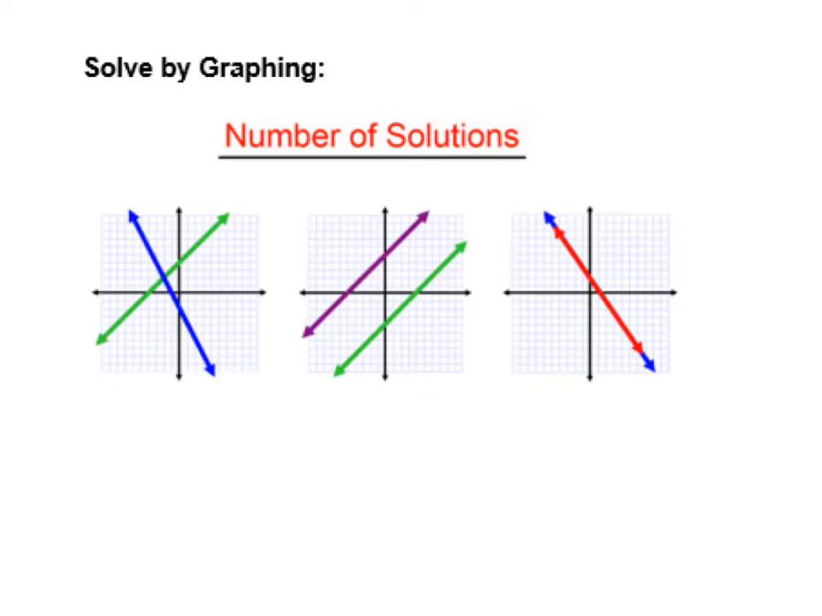So solve by graphing, you graph 2 lines and you want to see if they cross. If your 2 lines cross, then your solution is going to be the ordered pair where they cross. So how many solutions would this first example have? This would have 1 solution. And then the solution is going to be that ordered pair, negative 2, 2. So what is the solution? Negative 2, 2.